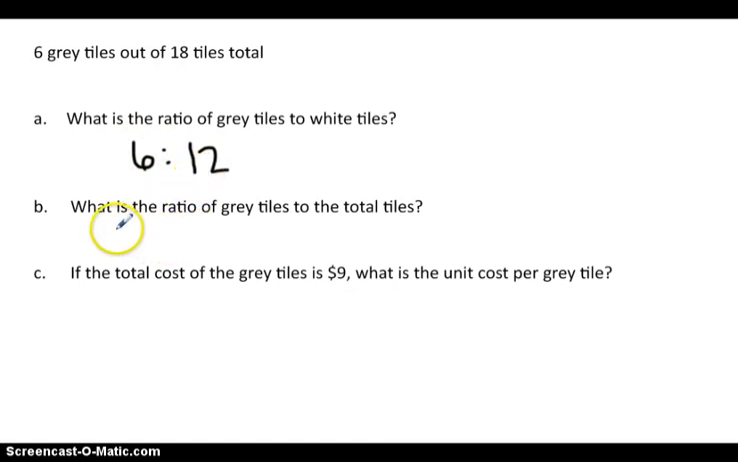Then it asks, what is the ratio of gray tiles to the total tiles? Well, we already have that. It's 6 to 18.